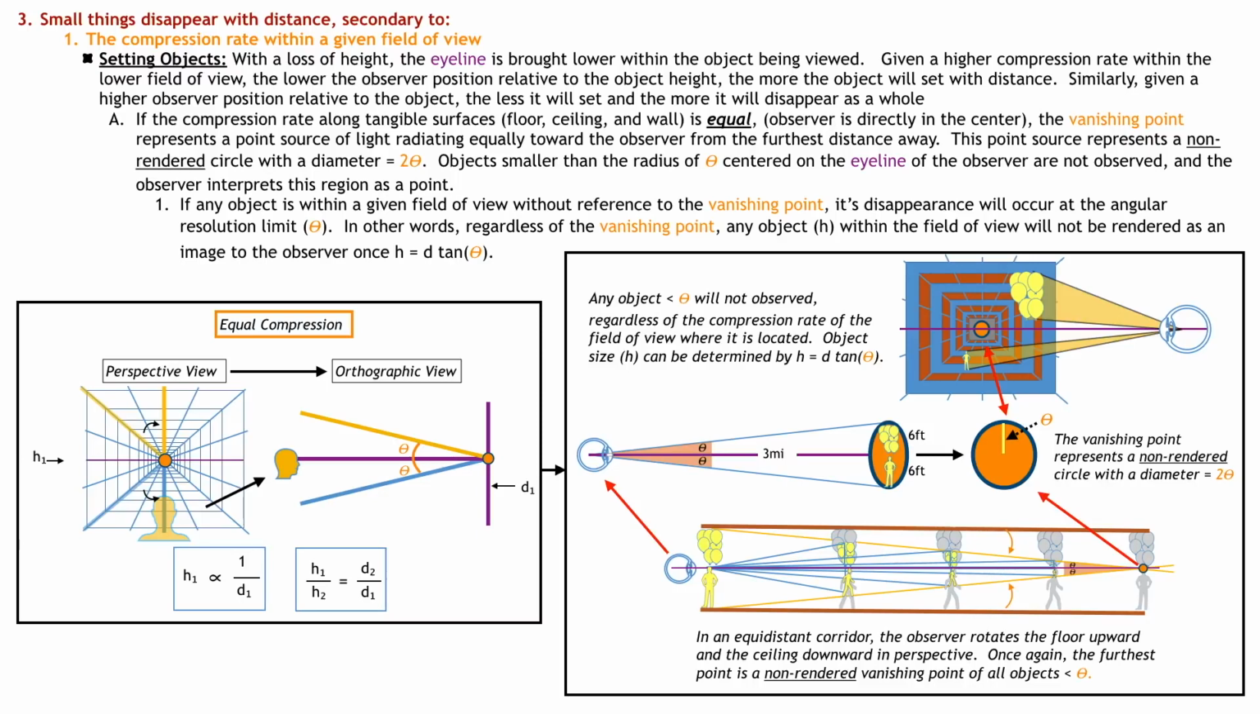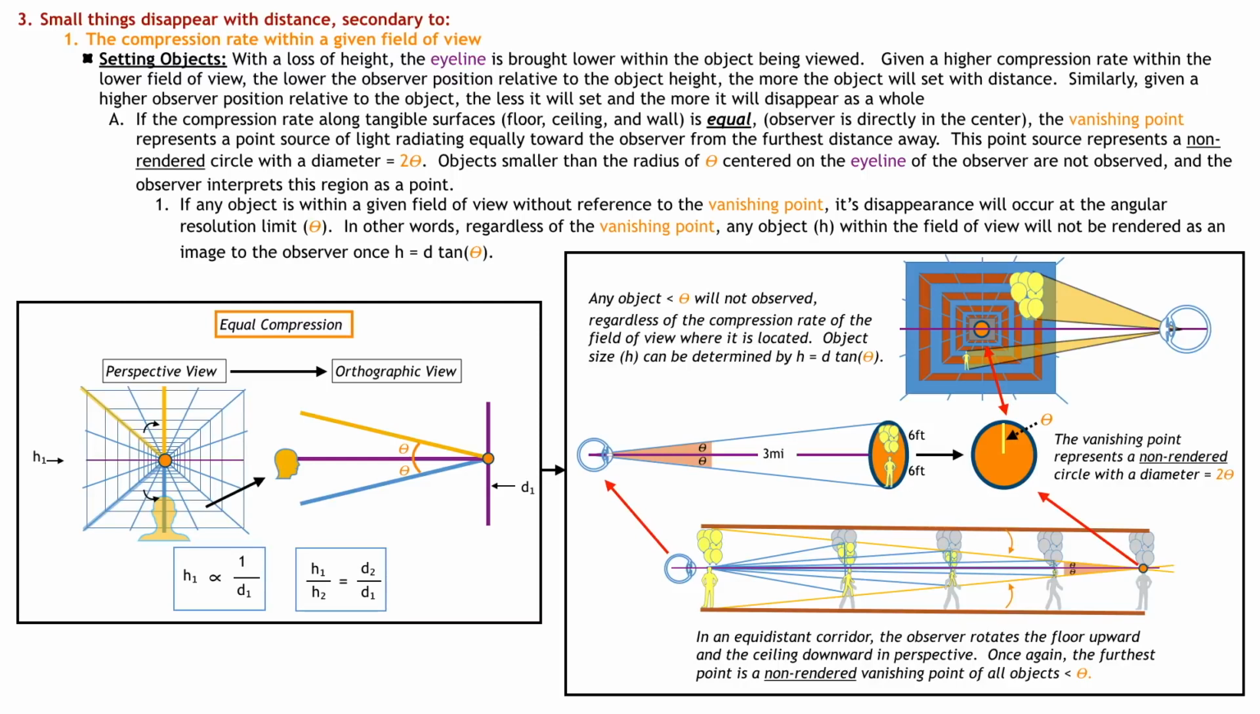In other words, regardless of the vanishing point, any object within the field of view will not be rendered as an image to the observer once the height of it is equal to the distance times the tangent of theta. And we went over that formula in, I believe, part 3 of the series. But remember that the smallest observable object can be summarized in the formula h equals d tan theta, where again theta is the angular resolution limit of the observer, which can commonly be taken as 1 arc minute or 0.02 degrees.